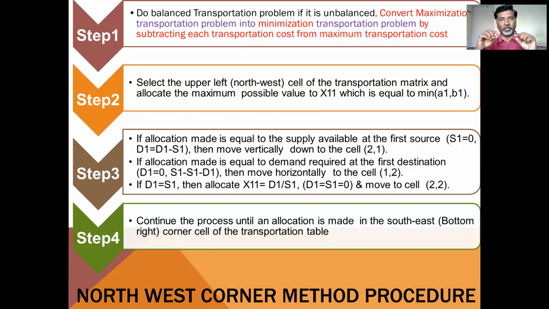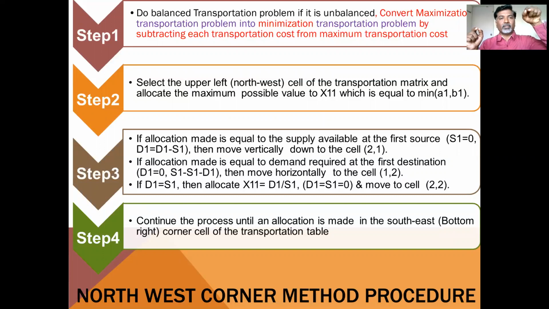Once you convert the problem into minimization, then you have to solve this transportation problem using northwest corner method. The second step is to select the upper left, that is northwest cell of the transportation matrix, and allocate maximum possible demand or supply values. You have to identify the top left corner cell, that is northwest corner, and check the available demand and available supply, whichever is minimum. That value you have to allocate for that northwest corner cell.